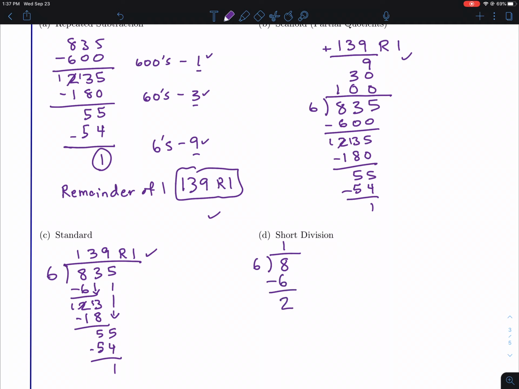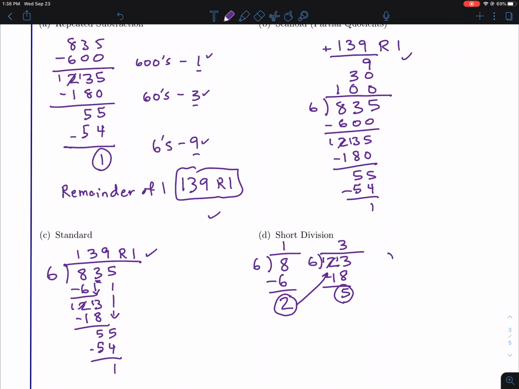So bring down the 2. Now this 2 from our remainder becomes the first digit in our next division, and then the 3 comes down next. So whatever the second digit would be goes right after it. Now we're trying to see how many times 6 divides into 23. So again, that's going to be 18. So minus 18 gives us a 5.